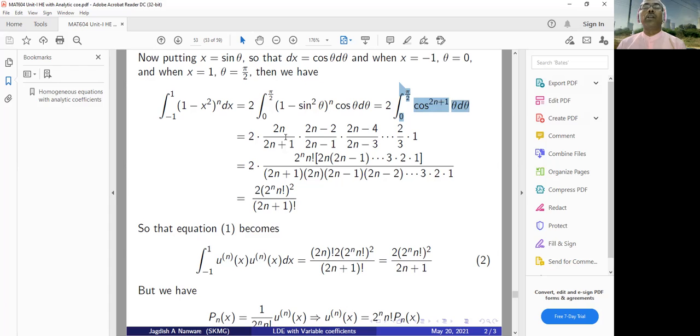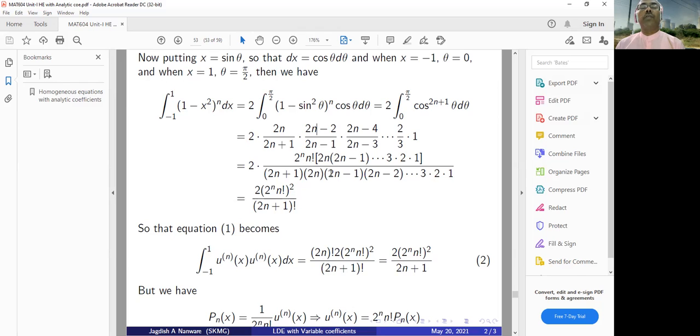So that is nothing but, when the limits are from 0 to pi by 2, we use the reduction formula, and that gives 2n upon 2n plus 1, then 2n minus 2 upon 2n minus 1, and so on, 2 by 3 into 1. Then you can write further this as, in the denominator, the product of all these denominators only, not numerators, and here it is 1 into 2 into 3 into so on, 2n minus 4, 2n minus 2, 2n minus 1, and this is 2 into 2, so that will appear 2 to the power n times and n factorial.